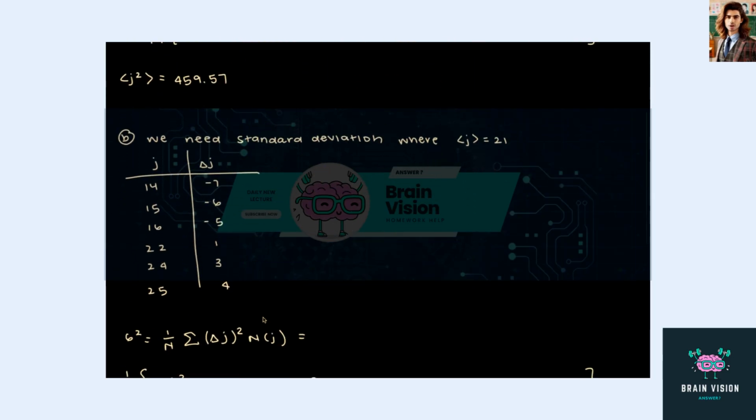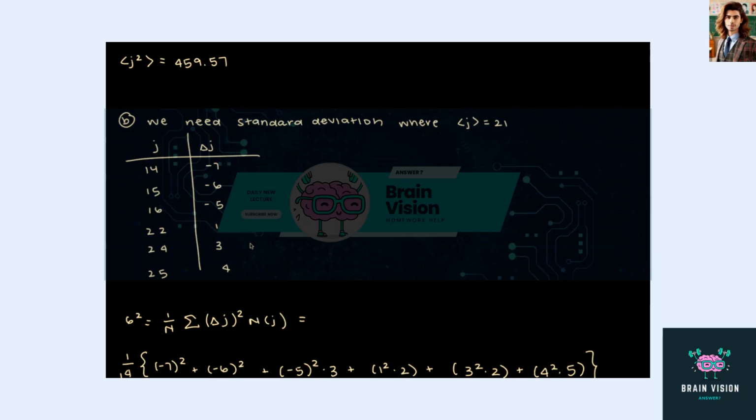And now for part B, we need to find the standard deviation. Luckily for us, we don't have too much data, so we can do this by hand. Let's just make a quick table of what we're doing. We have J and we have delta J. J is going to be equal to 14, 15, 16, 22, 24, 25. Delta J is -7, -6, -5, 1, 3, and 4.